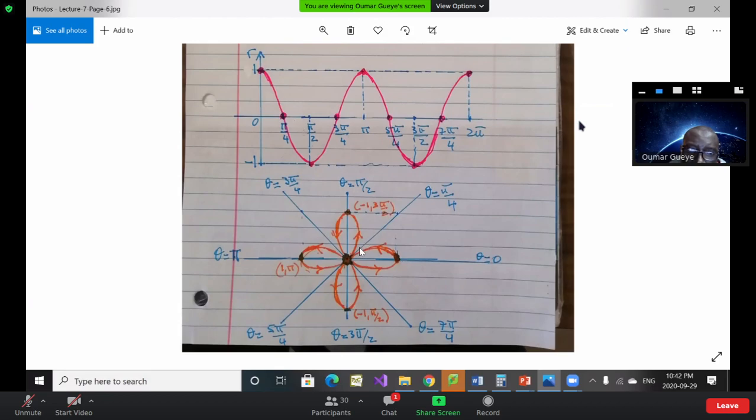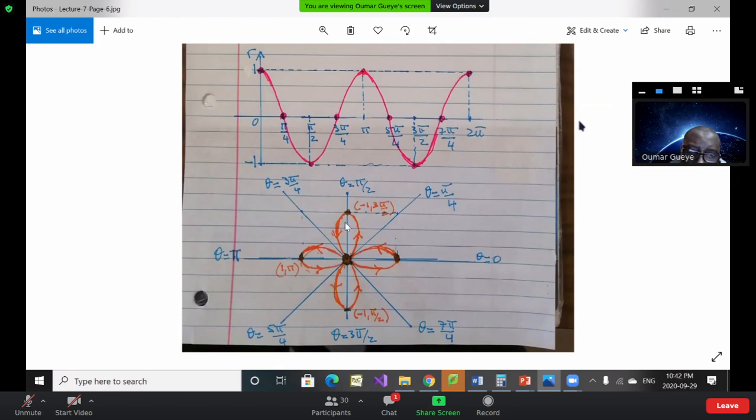And pi by 4 is this line, because it's half of the right angle. So pi by 4 is this angle, in fact. But at pi by 4, r is 0. So this is the first point, and this is the second point. And the next point is at pi by 2, which is here. But at pi by 2, r is negative, it's -1.